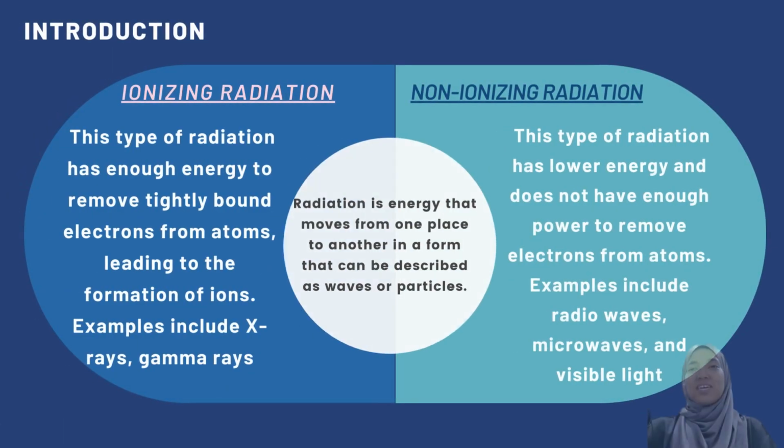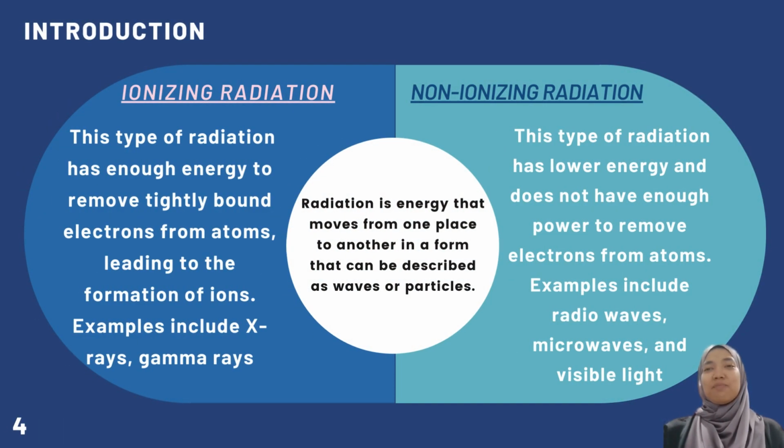What is radiation? Radiation is energy that moves from one phase to another in a form that can be described as wave or particle. There are two types of radiation. The first one is ionizing radiation. This type of radiation has enough energy to remove slightly bound electrons from atoms, leading to the formation of ions. Examples include X-rays and gamma rays.